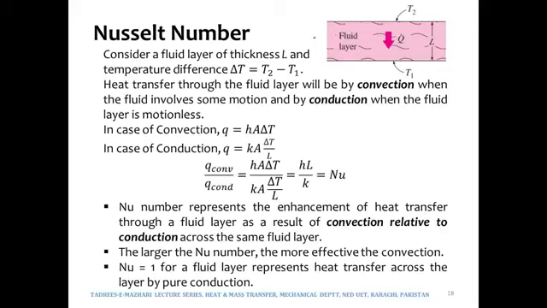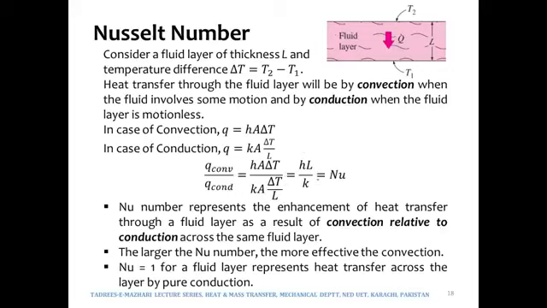Now if the fluid starts moving, then in the presence of bulk motion, the heat transfer will take place via convection, the expression of which will be given as h A delta T. So if we divide that heat transferred via convection, if the fluid layer is in motion, by the heat transferred via conduction, in the absence of bulk fluid motion, then upon cancelling the terms, of course the area and area will get cancelled out, and the temperature difference will also get cancelled out, and we will be left with hL over k.